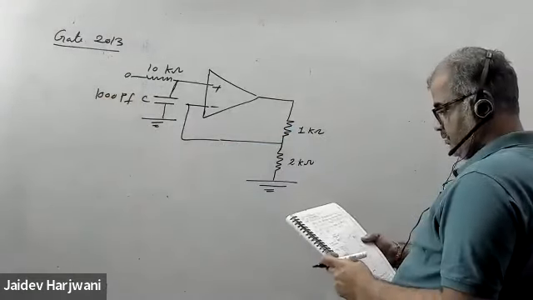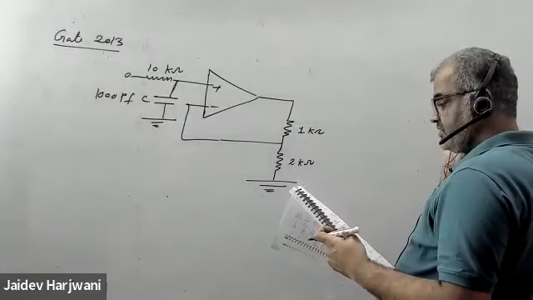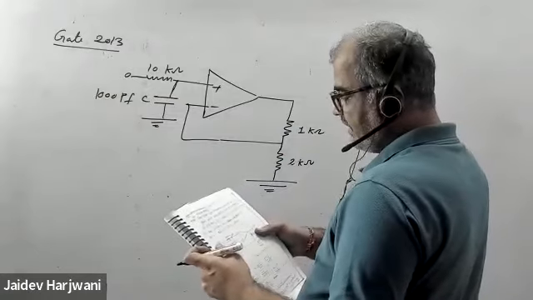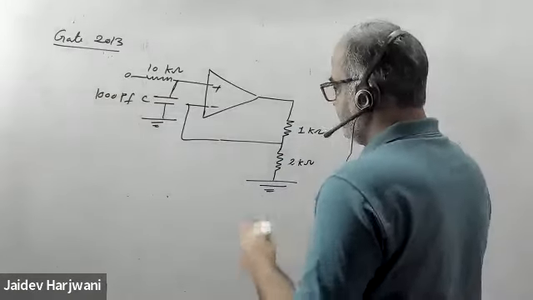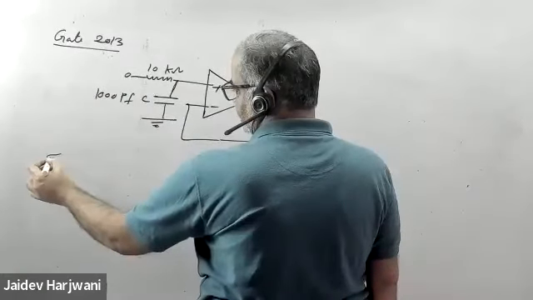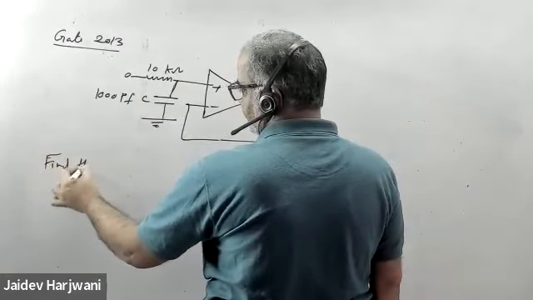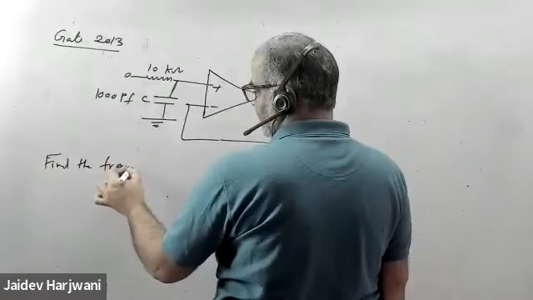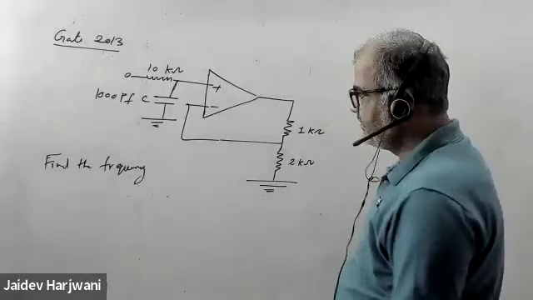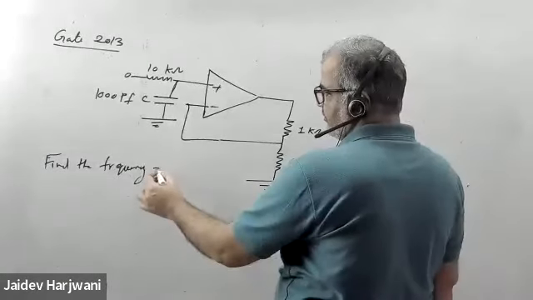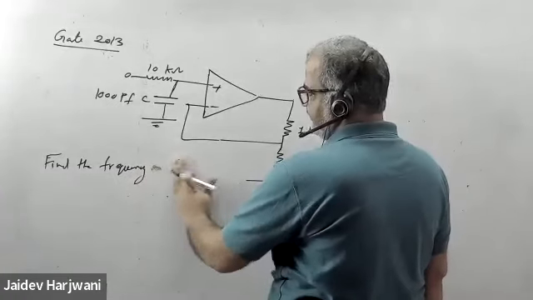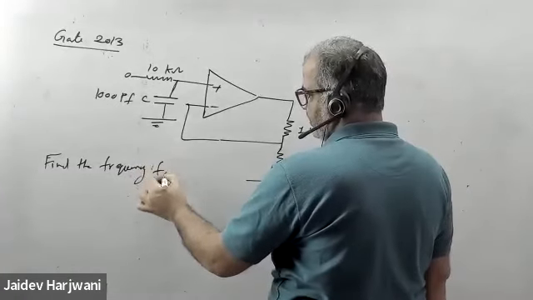So they say, for a given circuit, find the frequency above which the gain will decrease by 20 dB per decade. That means they are asking what? Cutoff frequency. Find the cutoff frequency of the circuit.